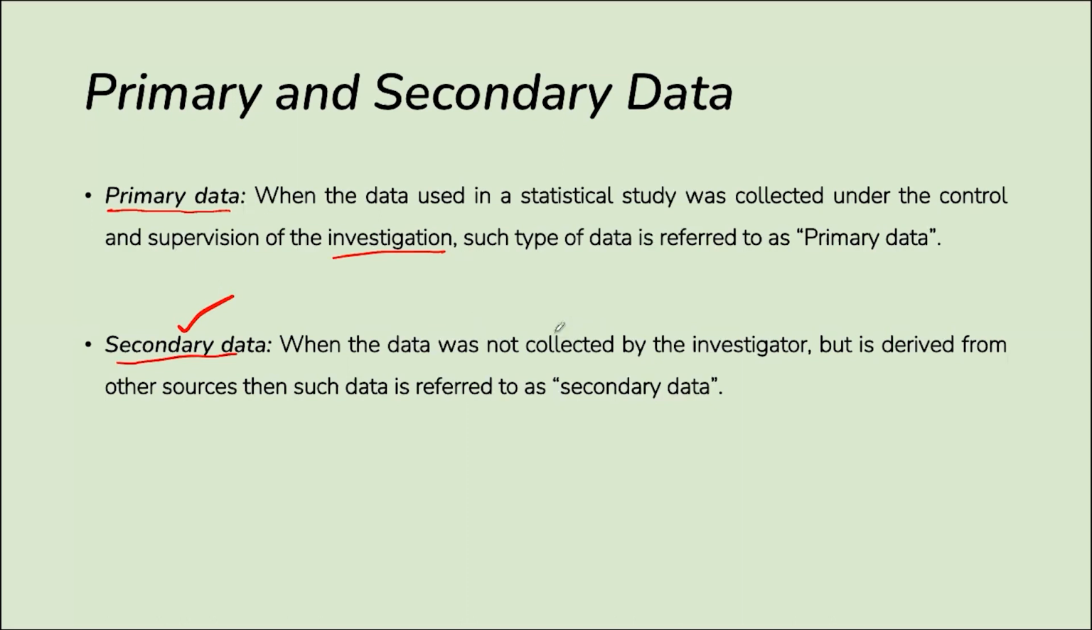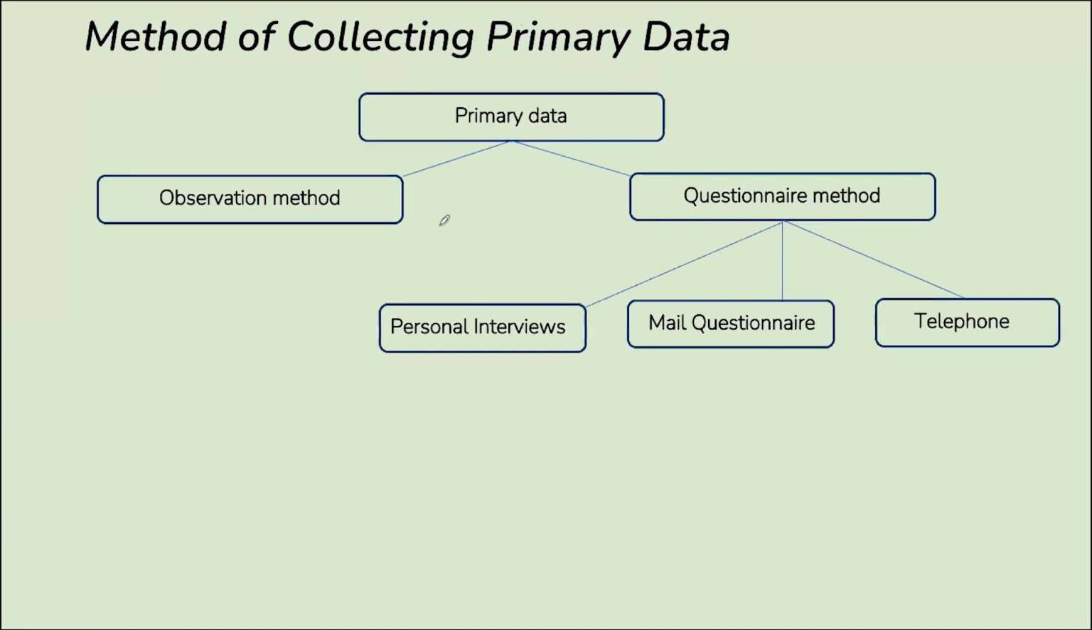This type of data is not collected by the investigator. Okay, so primary data is collected by the investigator itself, and the secondary data is not collected by the investigator itself, but it is extracted from other sources. So these are the two types of data. Now, there are several methods of collecting the data. Obviously, if the investigator collects the data, then it will be primary data.